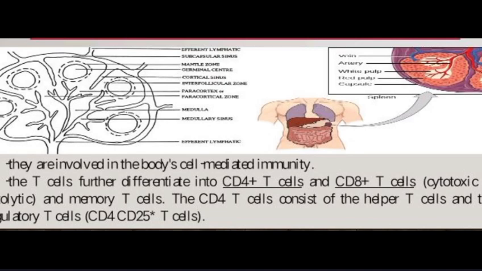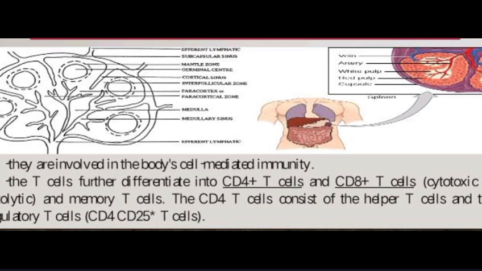T cells are located mainly in the paracortical and interfollicular areas of the lymph nodes and in the white pulp of the spleen, forming a thin sheet around the central arteriole, or the periarteriolar lymphoid sheath, or the PALS. They are involved in the body's cell-mediated immunity, and the T cells further differentiate into CD4 plus T cells and CD8 plus T cells, or the cytotoxic or cytolytic and memory T cells.